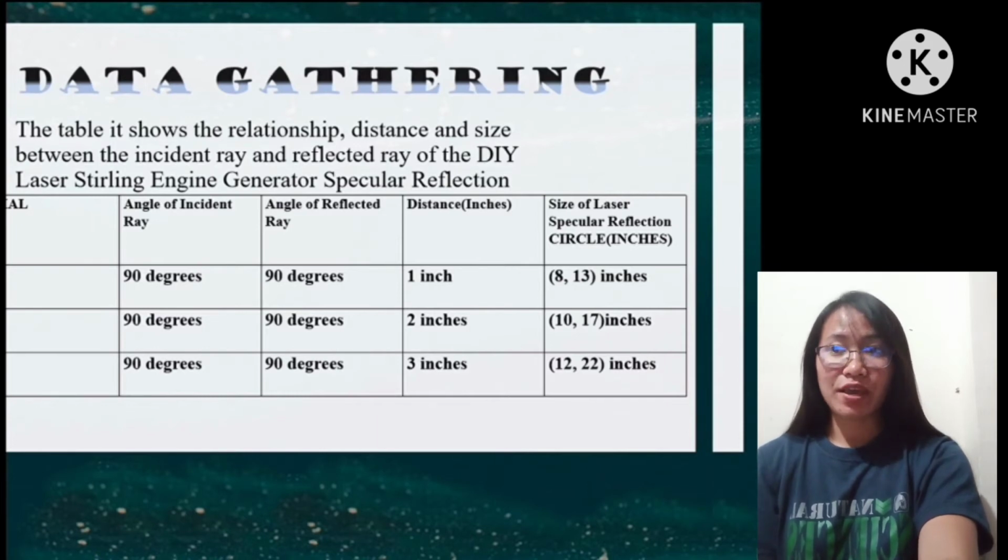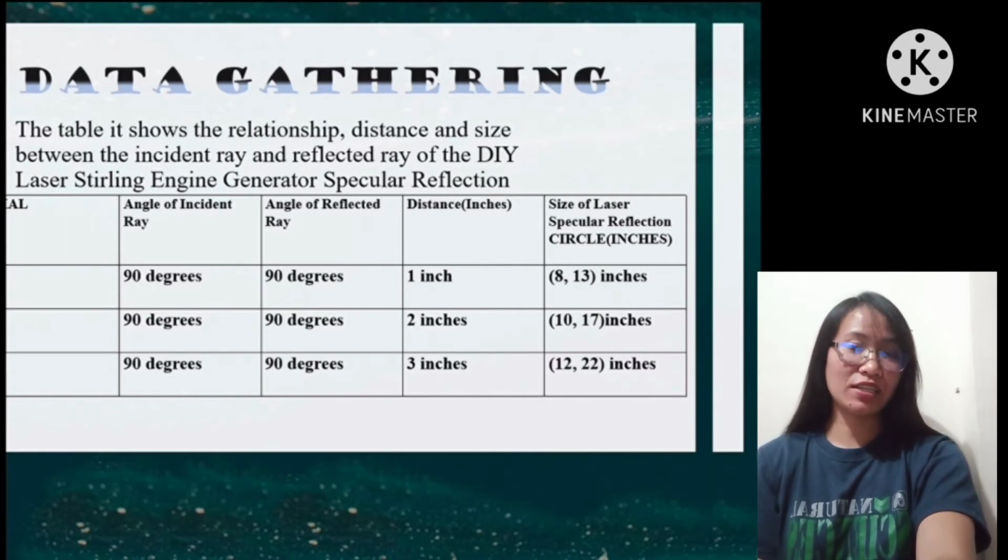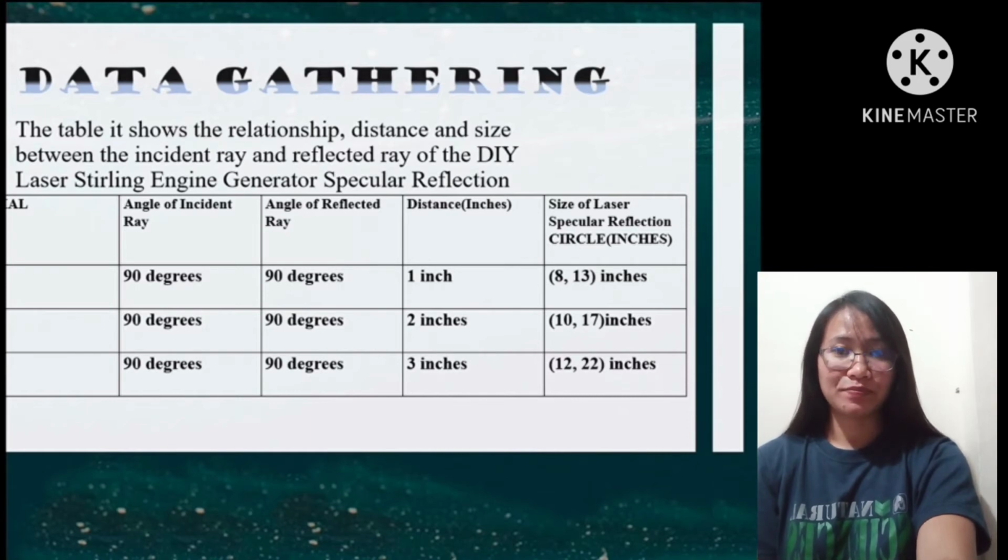of the reflected ray. While the second trial with a 2 inches distance, when it strikes the surface of the CD tape, it shows the same angles between the incident ray and the reflected ray, but the size of the laser specular reflection is 10 inches at the first circle, and the second one is 17 inches.